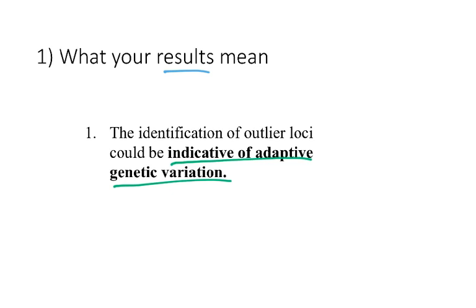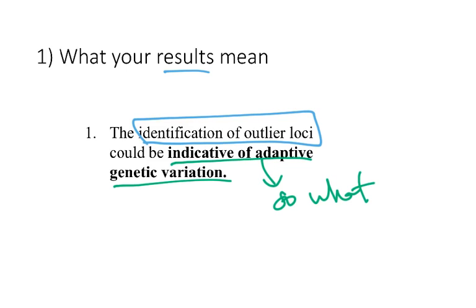The results themselves are basically that we identified some outlier loci, but the so what portion is what I've underlined in green. We've identified loci, which means there's probably adaptive genetic variation going on. You could then expand on that and say we care because these different populations are exposed to different temperatures, so they are likely going to fare differently with climate change and increasing temperatures. This is an example of describing what your results mean in a broader context.